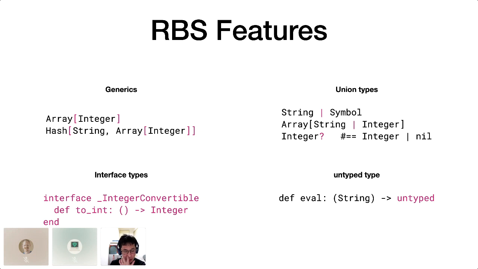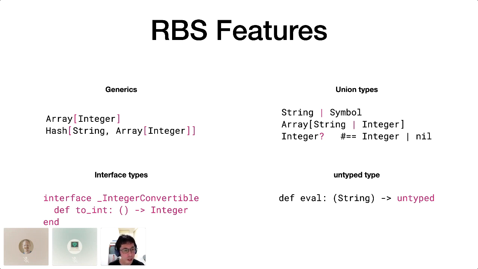Interface types are to support duck typing. This is an example of an _IntegerConvertible interface. It has a to_int method and it returns an Integer instance, but there is no assumption about the superclass of a class, or that it requires mixing in some modules. So this is important to support duck typing, because the interface type doesn't assume any inheritance relationship or mixin relationship. So we can just pass an object if it has a to_int method.